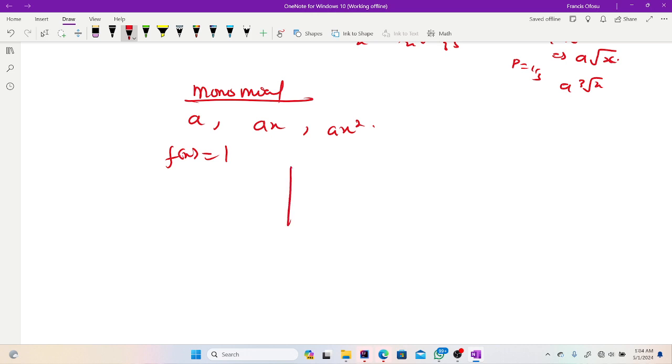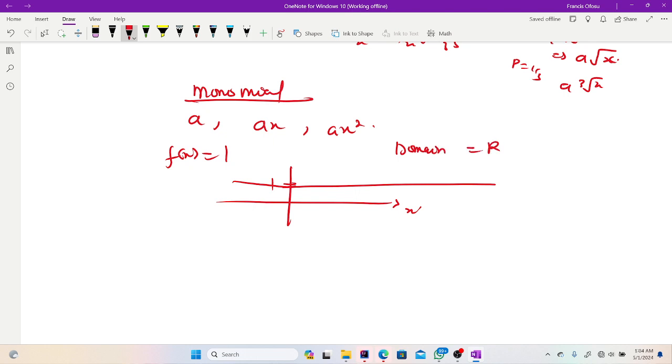So when I draw this, obviously I'm going to have my 1 here, and I'll have a line passing through my 1 like that. So this is my x. So now, as usual, the domain for a constant becomes real numbers. The range in this manner becomes what? 1. That's all.